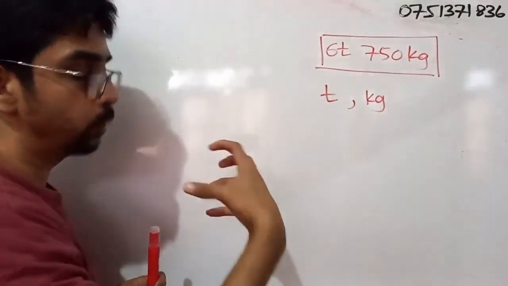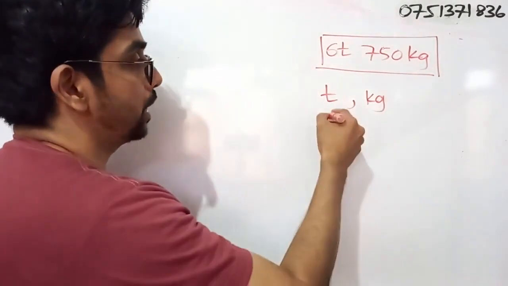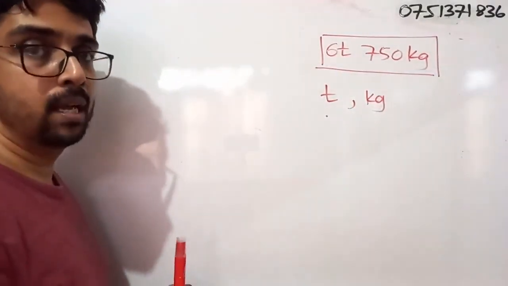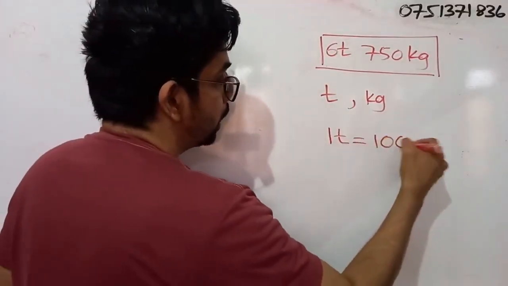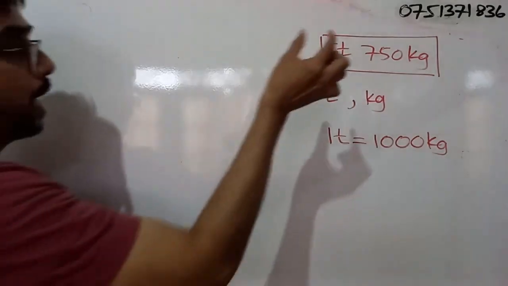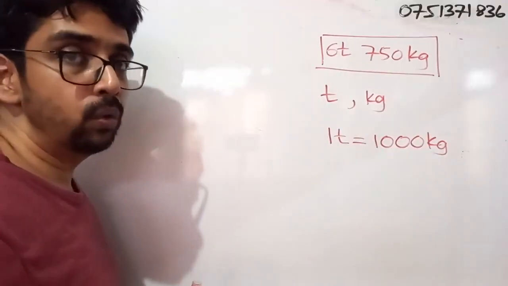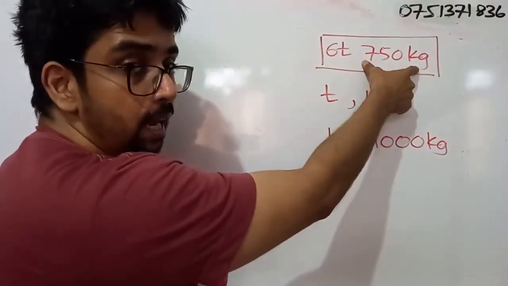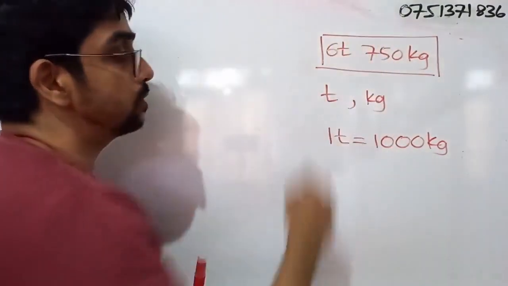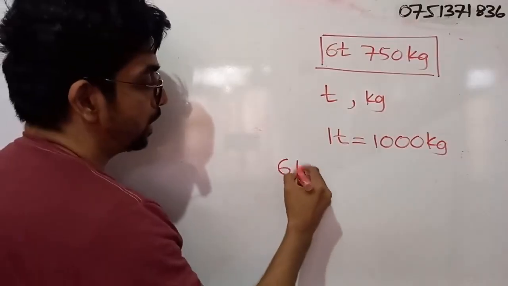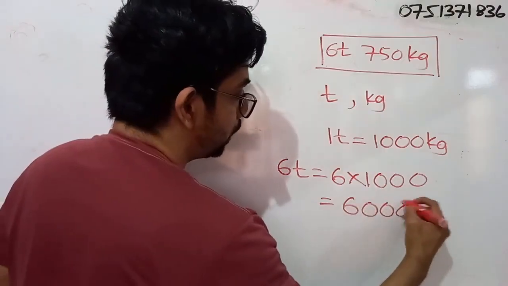So when we are choosing the unit, it is better if we choose the smallest unit. Between tons and kilograms, we know that kilograms is a smaller unit, right? We know that 1 ton is equal to 1000 kilograms. We have here 6 tons and 750 kilograms. So this amount we don't need to convert into kilograms, because 750 is already given to us in kilograms. But 6 tons we need to convert, right? So 6 tons is 6 into 1000. So we get 6000 kilograms.